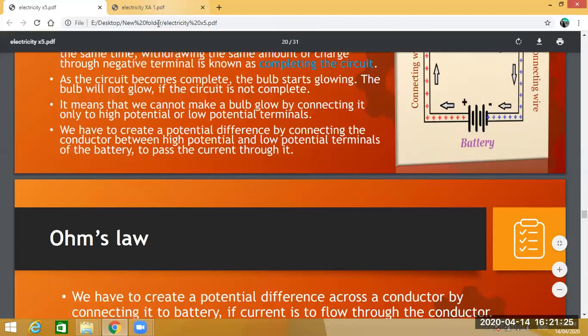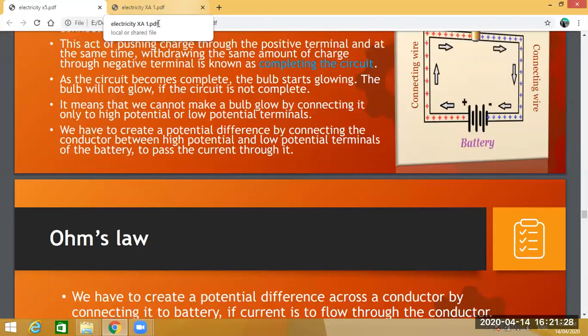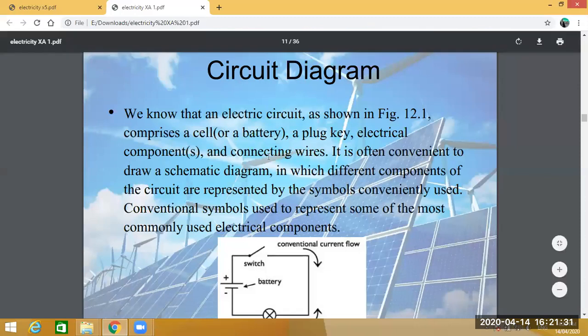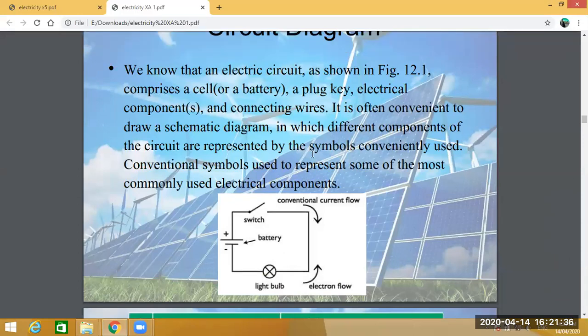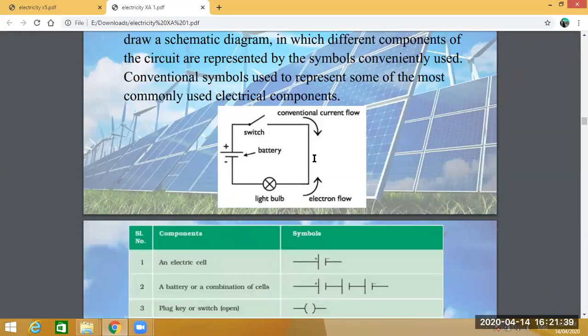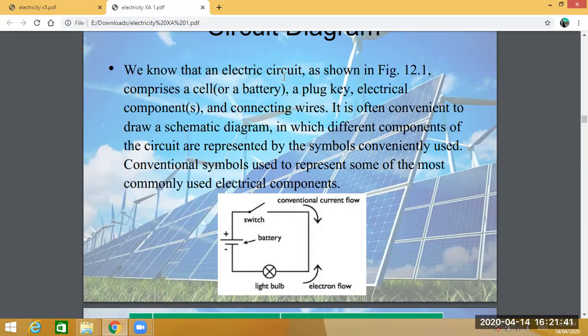Now, try to understand, we have to now learn about Ohm's law. So far we have discussed electric circuit, which was briefed in the previous class. Here, you know that an electric circuit is a passage provided to the flow of electric charge in terms of conducting medium. An electric circuit comprises a cell, battery, plug, key, electrical components, and connecting wires. These are the essential components for an electric circuit.